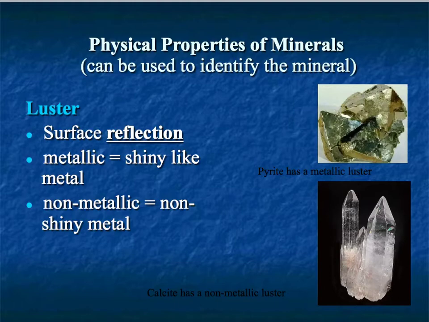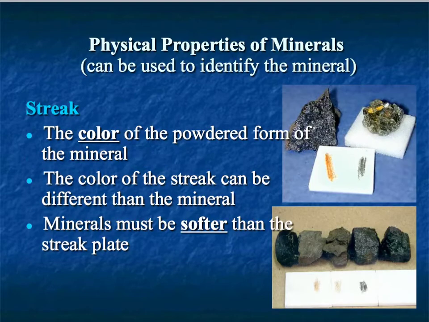Luster is either metallic or non-metallic. Streak is the color that the mineral leaves on a tile. The tile has a hardness of 7, so the mineral must be softer than that.